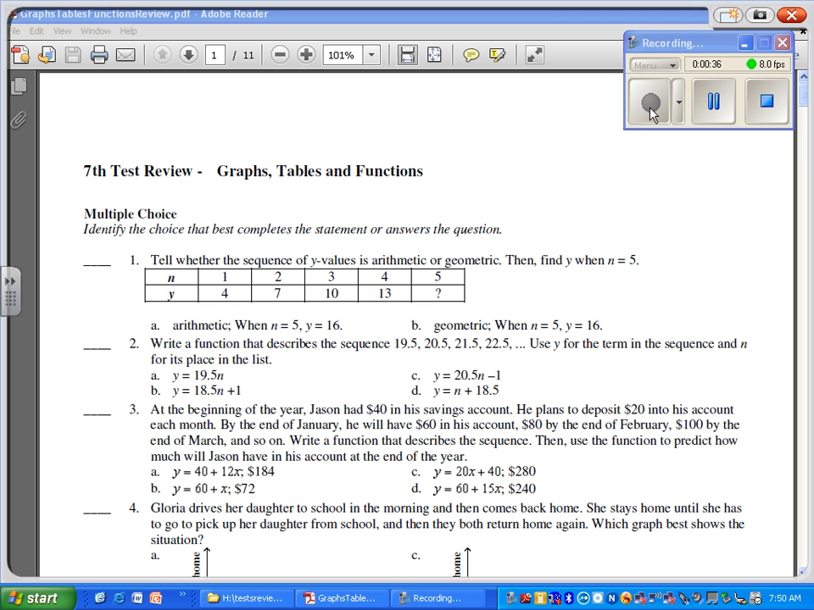So let's just begin with number one. Please follow along and make sure that you're not just recording the answers, but you're recording how to solve it, and make sure you know the basic concept, because these questions will not be the same questions as you see on the test. All right, number one. Tell whether the sequence of y values is arithmetic or geometric. Then find y when n equals 5.